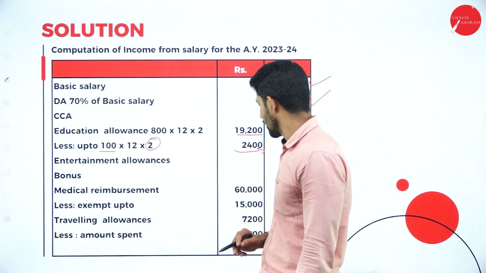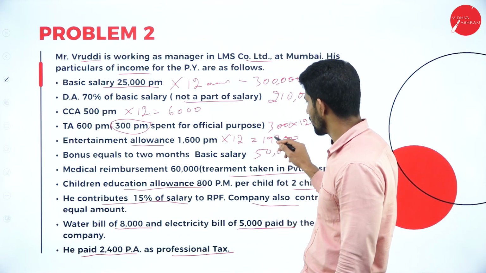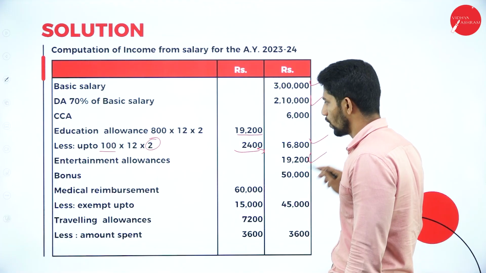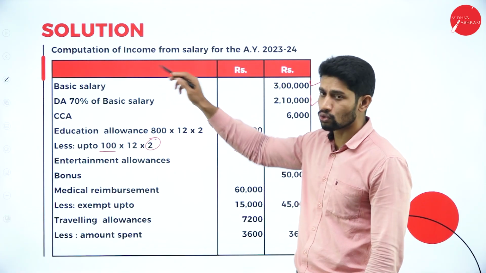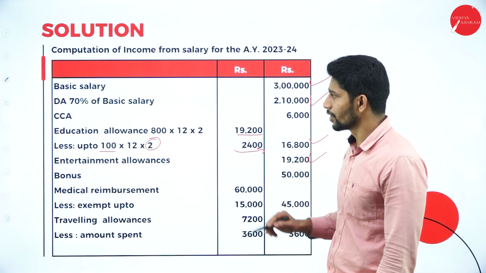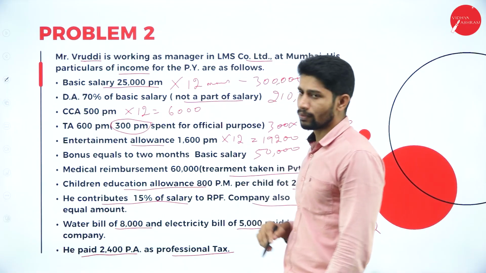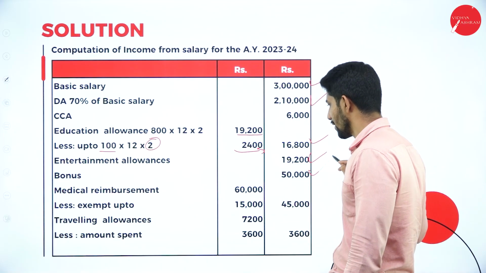Next, entertainment allowances. As we already calculated, it is 19,200. Bonus equals 2 months of basic salary. It is given in the problem. So 25,000 into 2 months. How much will you get? You'll get 50,000.